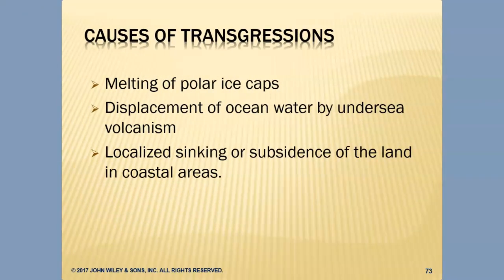How do we get transgressions? Well, anytime you have water rising, you're going to have a transgression. And how does that happen? Well, one of the ways is melting of polar ice caps. Another thing is displacement of ocean water by undersea volcanism. And finally, you can have local sinking or subsidence of the land in coastal areas.